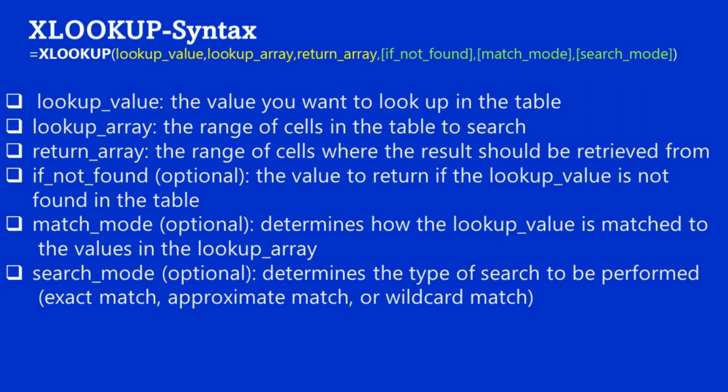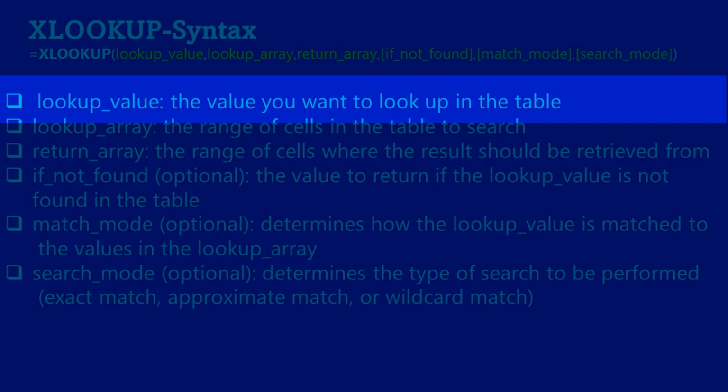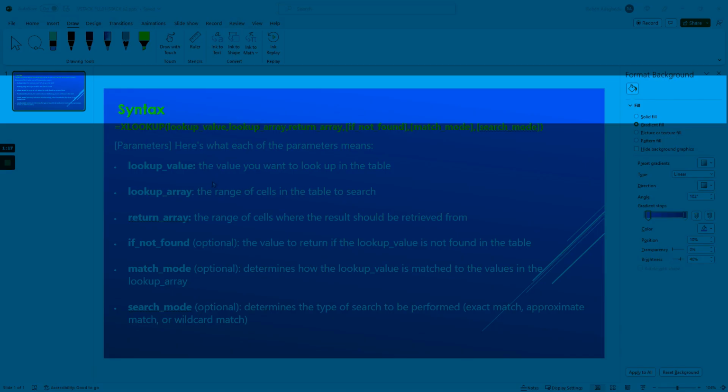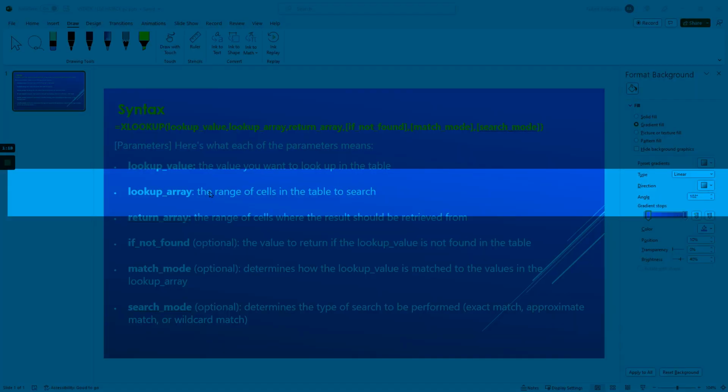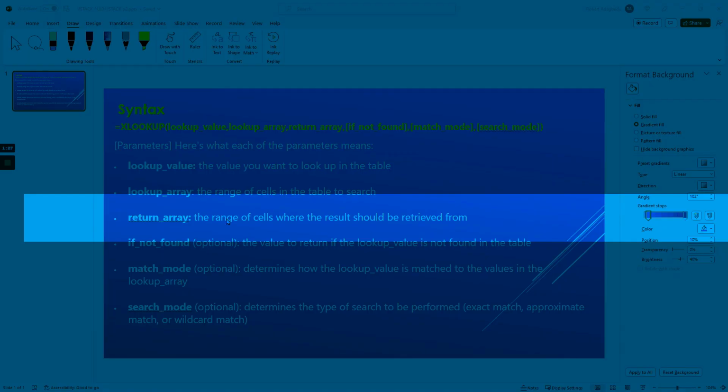Okay, so XLOOKUP has quite a few arguments or inputs. So let's take a look at the list of inputs. The first input or the first argument is the lookup value, and the lookup value is the value that you want to look up in the table, just like VLOOKUP. Okay, and then the lookup array is the range of cells in the table to search. That is where you are looking for the lookup value. And then the return array is the range of cells where the results should be retrieved from.